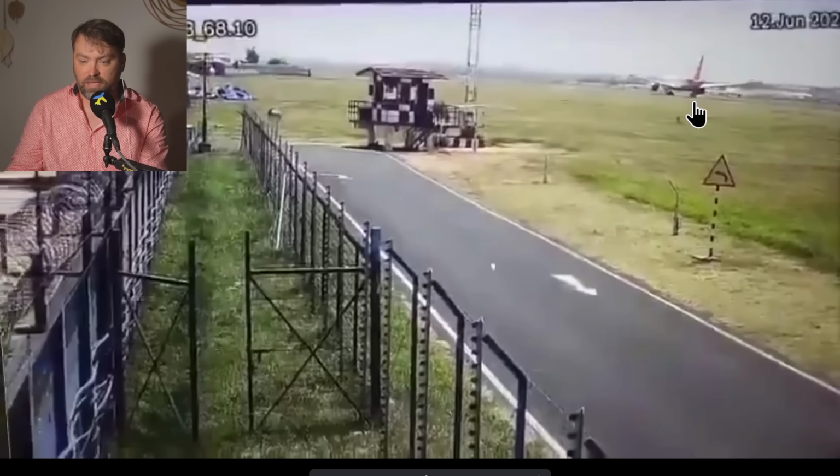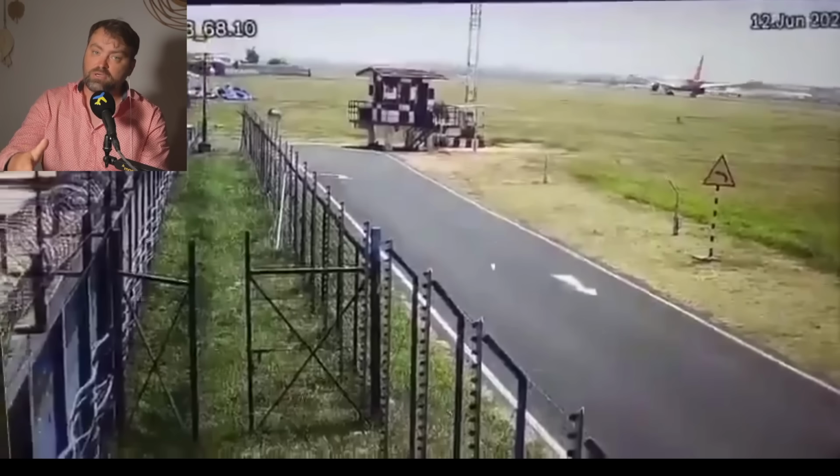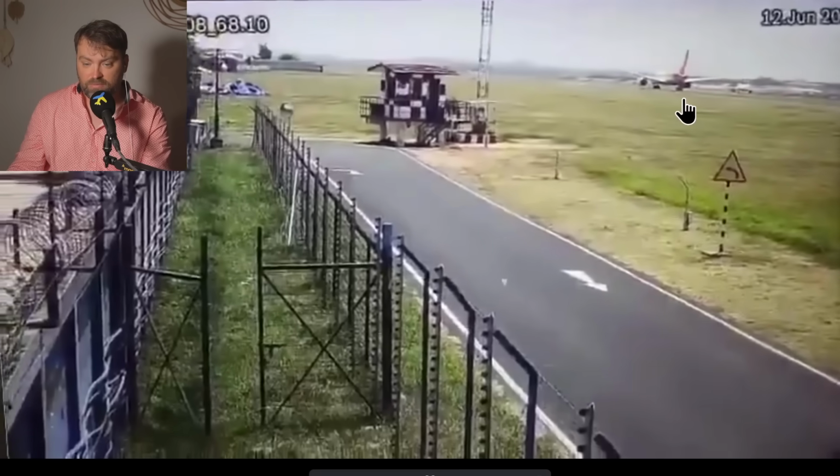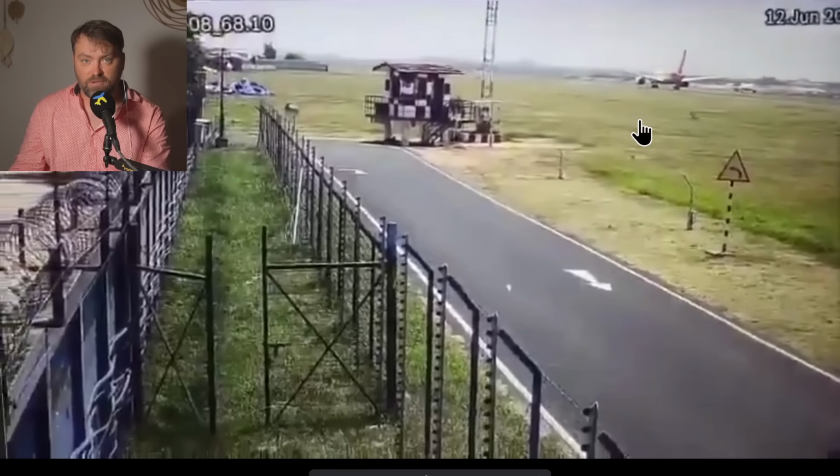So here's the plane, and again it's kind of a blurry video. If I was there in the room, I would see it from the screen, and I would actually tell you what the flap setting on this airplane is. But with this resolution it's definitely hard to tell.